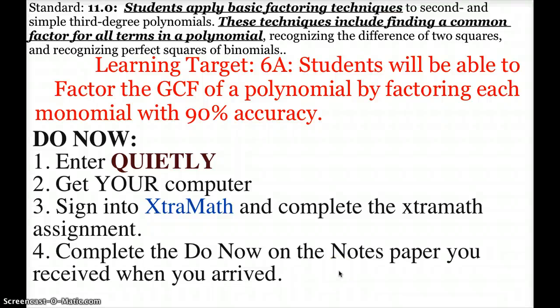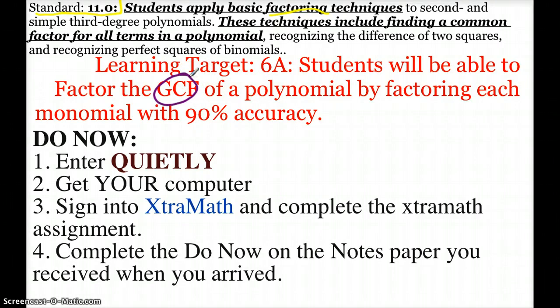We're now in Unit 6, Standard 11.0. Things have changed a little bit, not much. Last unit we were adding, subtracting, multiplying, dividing. This unit is factoring, which means we're basically dividing everything: GCFs, prime factorizations, difference of squares, etc. Today our main focus will be finding the GCF.